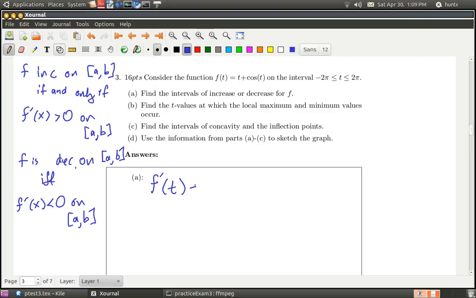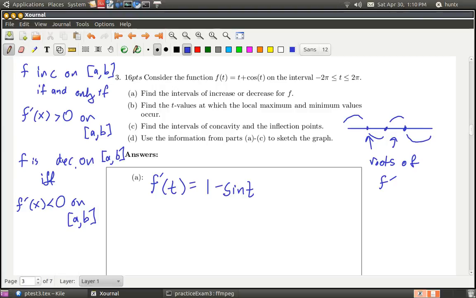So let's see. f prime of t is equal to 1 minus sine t. Okay, excellent. Now let's see what we're going to do here. Let me just draw a picture of a line. Okay, so what we're going to do now is find the roots of f prime. And there are going to be several of these, okay? And after we find these roots, we'll just check and see whether the curve is above the line between the roots or below. Okay, so it can only change sign at one of these roots.